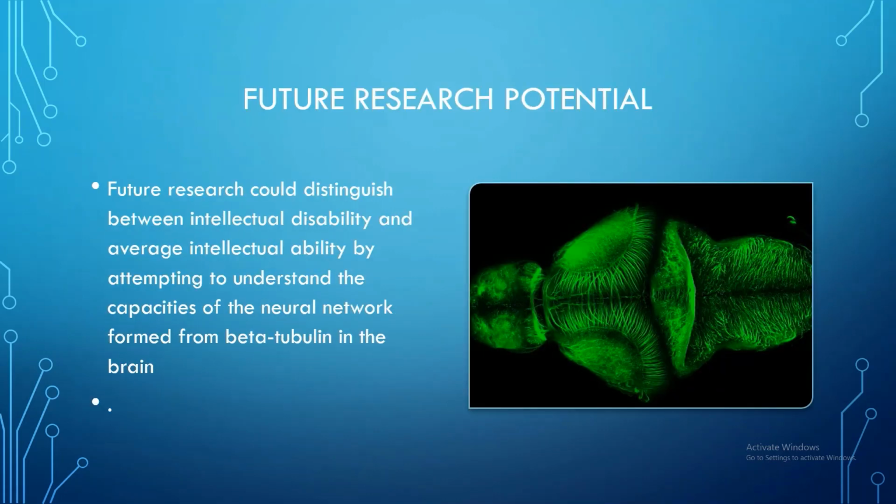To close us out, there is some future research potential here. Some future research could distinguish between the intellectual disability and the average intellectual ability by attempting to understand the capacities of this neural network formed by the beta tubulin in the brain.